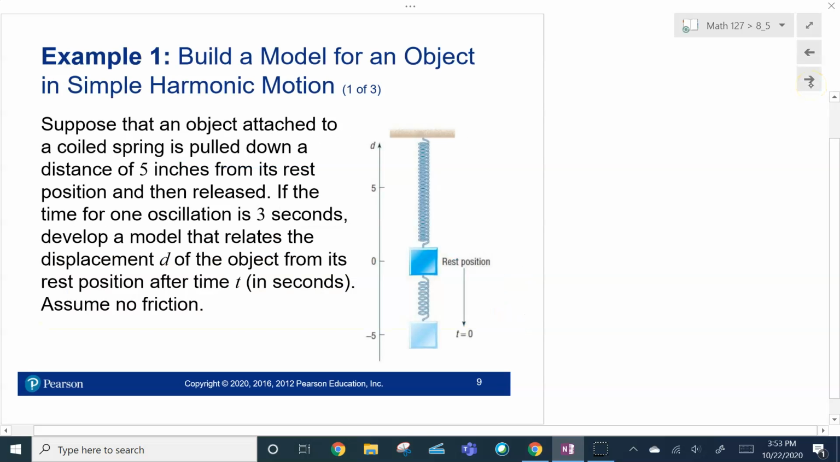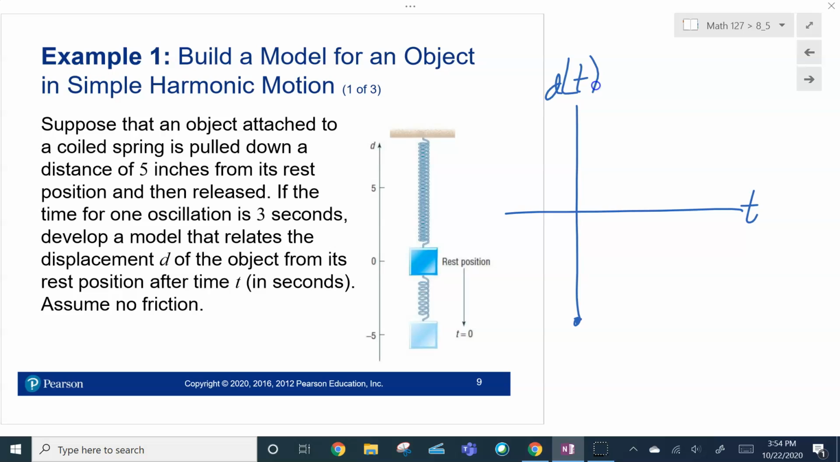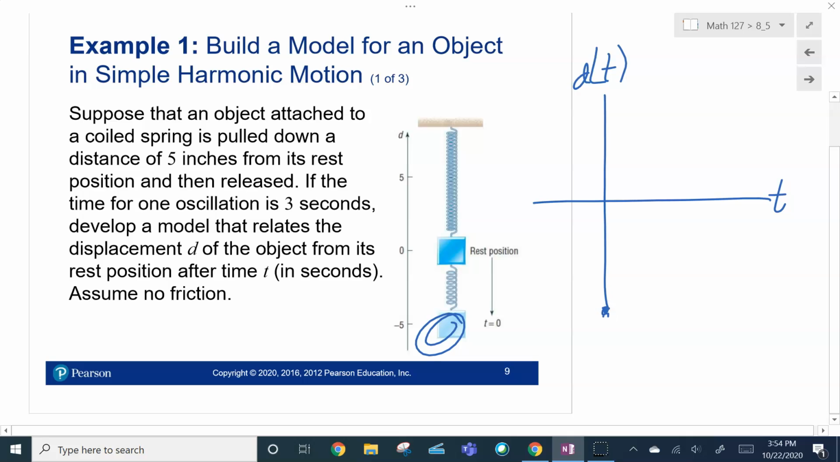Let's do an example here. Suppose an object attached to a coil spring is pulled down to a distance of 5 inches. So we've got this thing right here. I'm going to graph the time with its displacement. So we're starting right here, you see it stretched out, and then we release it. So it's going to shoot up, and it's going to shoot back down. Again, we're ignoring friction here.